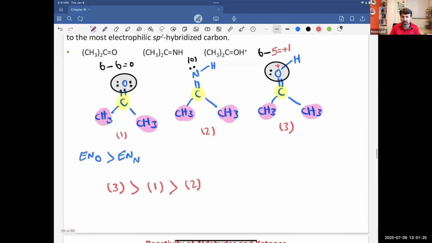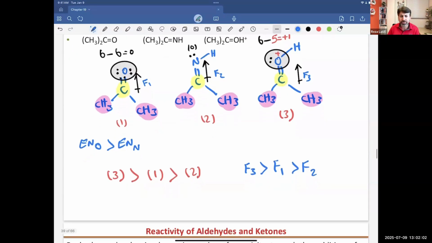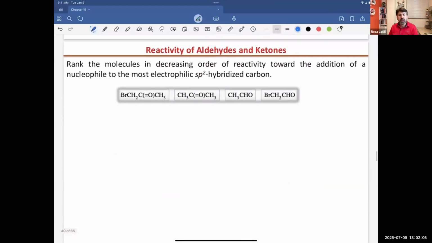Why? Because it replaces oxygen by nitrogen, which is less electronegative. So yes, nitrogen is going to pull electron density from carbon, but not as much as oxygen. If you label those as F1, F2, F3, I'm going to say F3 is going to be the strongest one, then F2, and then F1. My bad. F3, and then this one, F1, and then F2. Sorry about it.